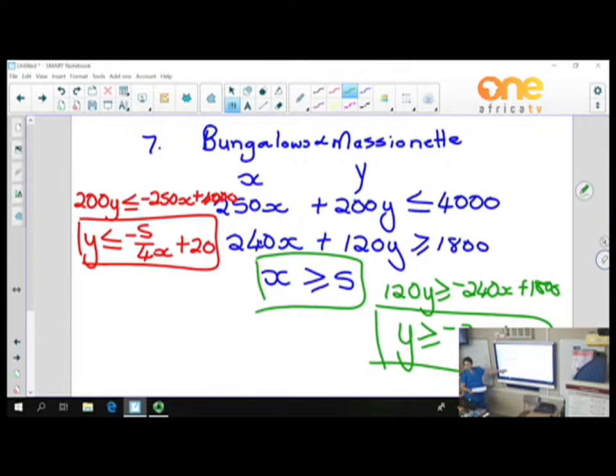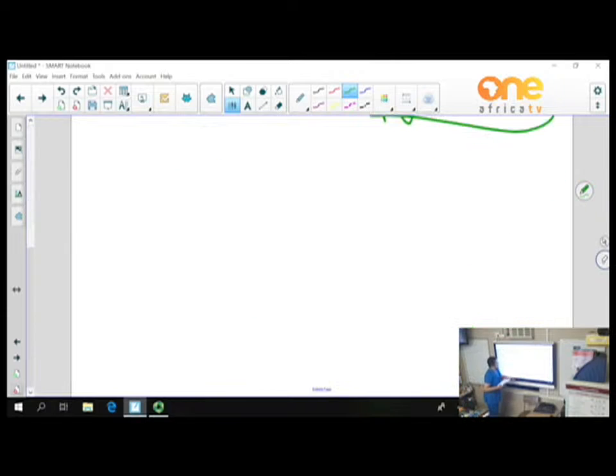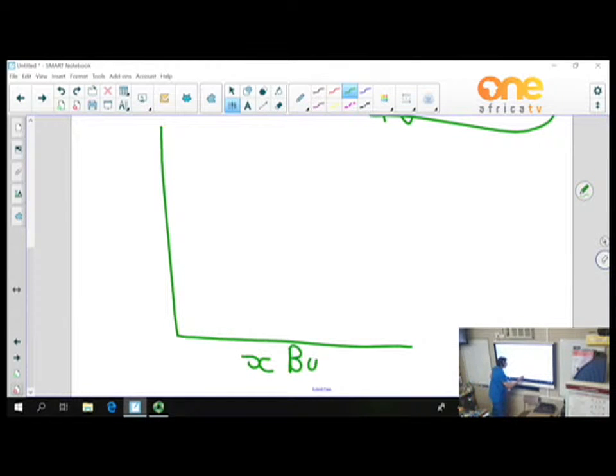Okay, so this is at the top of your page now. We draw our axes only in quadrant 1. This is X, the bungalows. And Y, the maisonnettes. The bungalows and the maisonnettes. And they say there 1 centimeter, 1 unit.